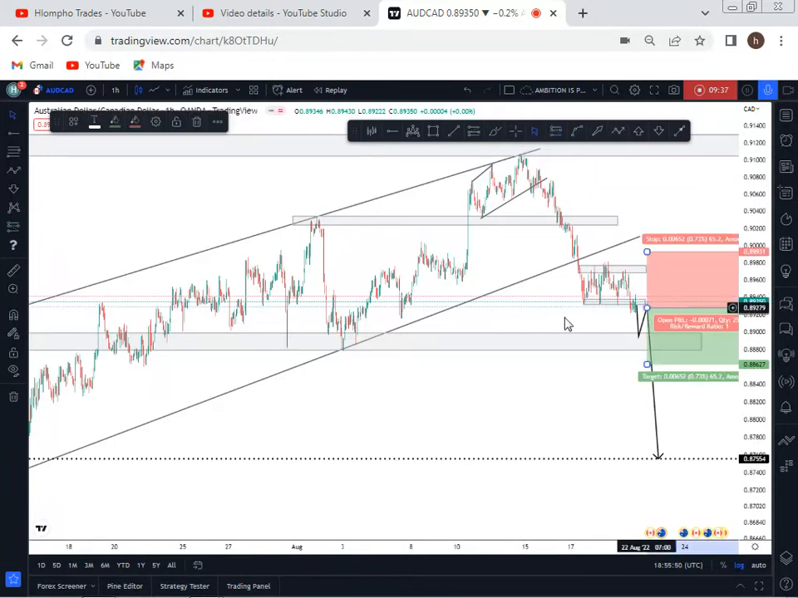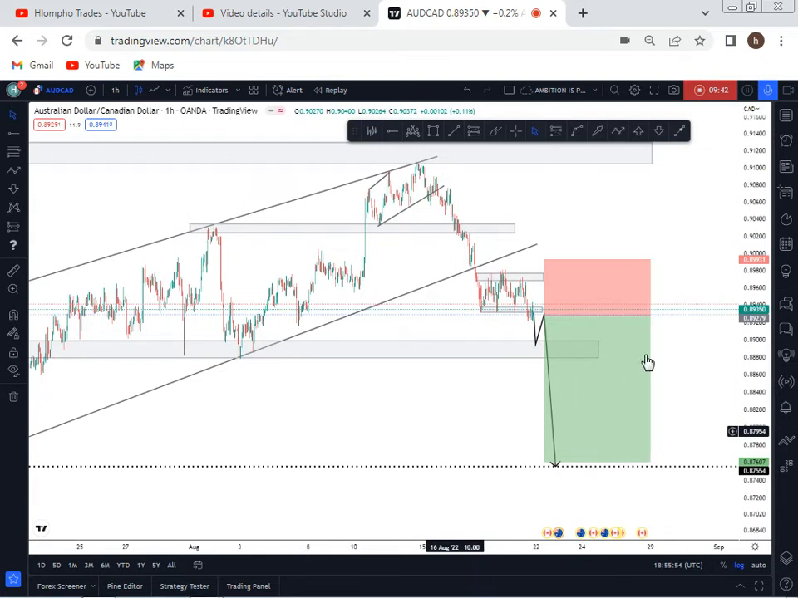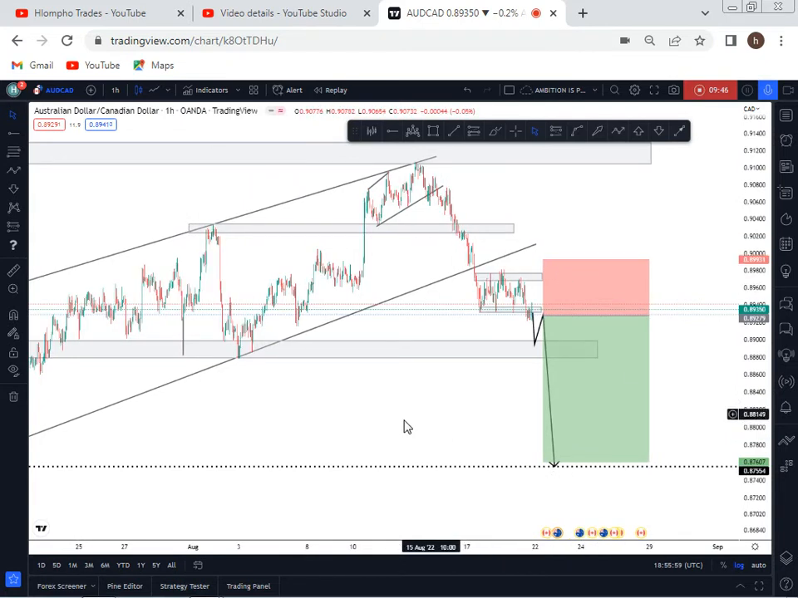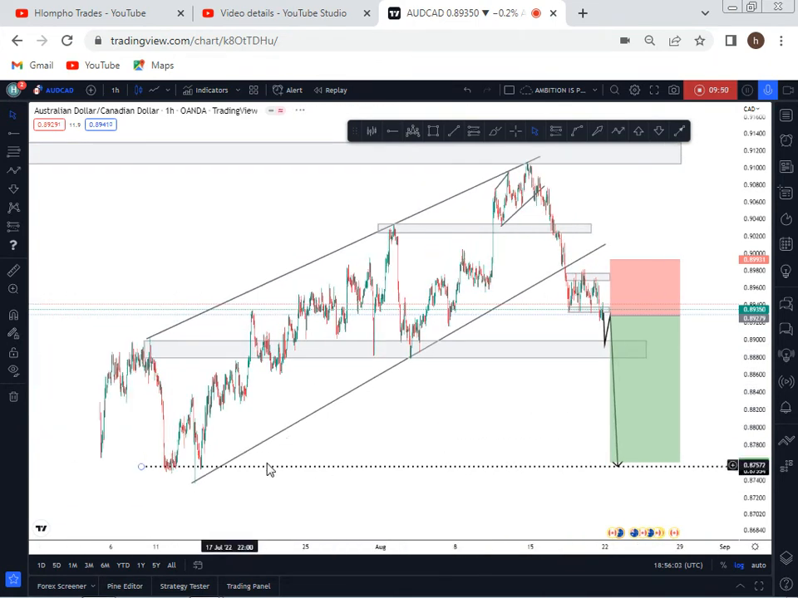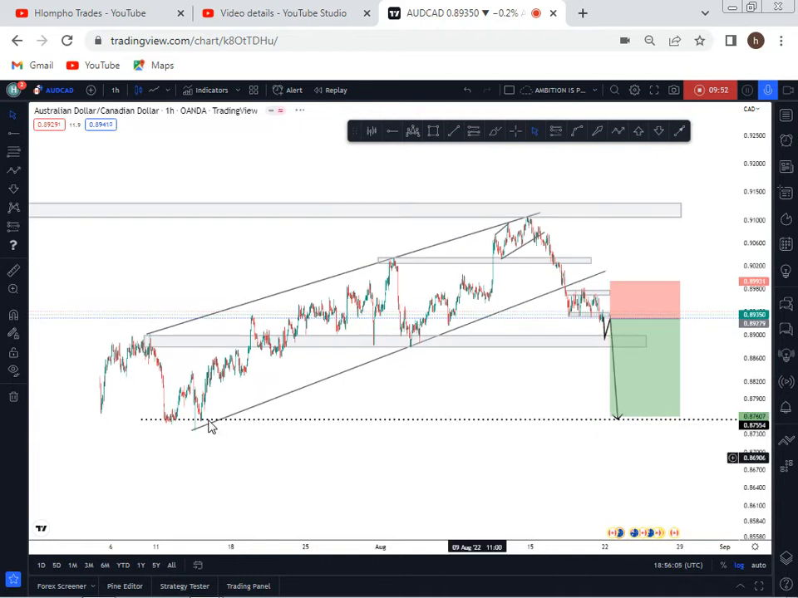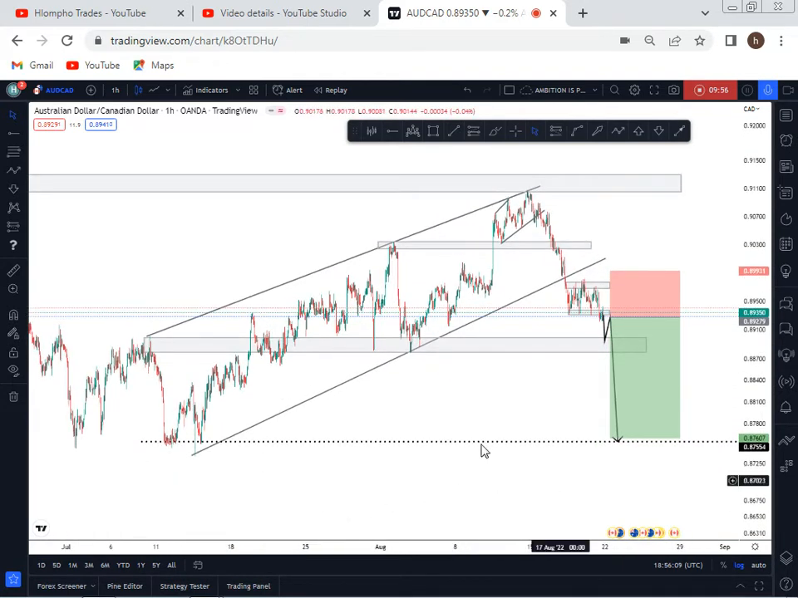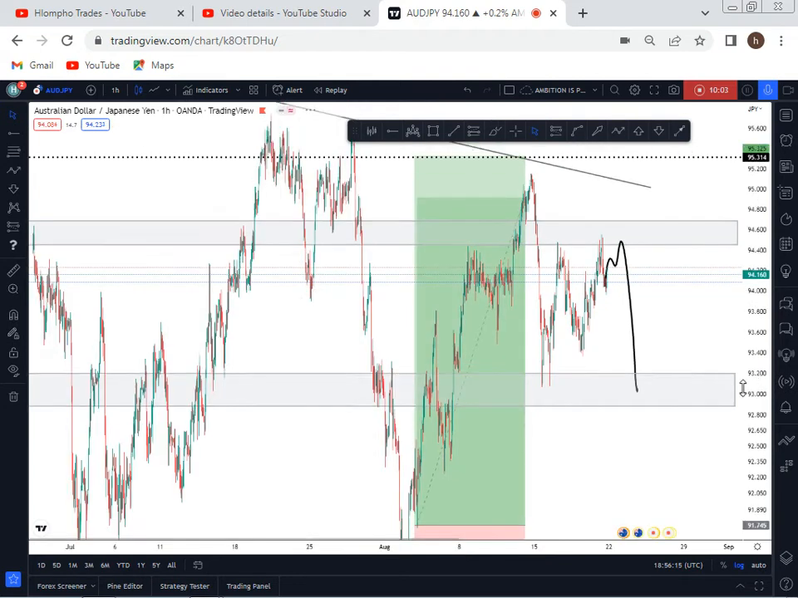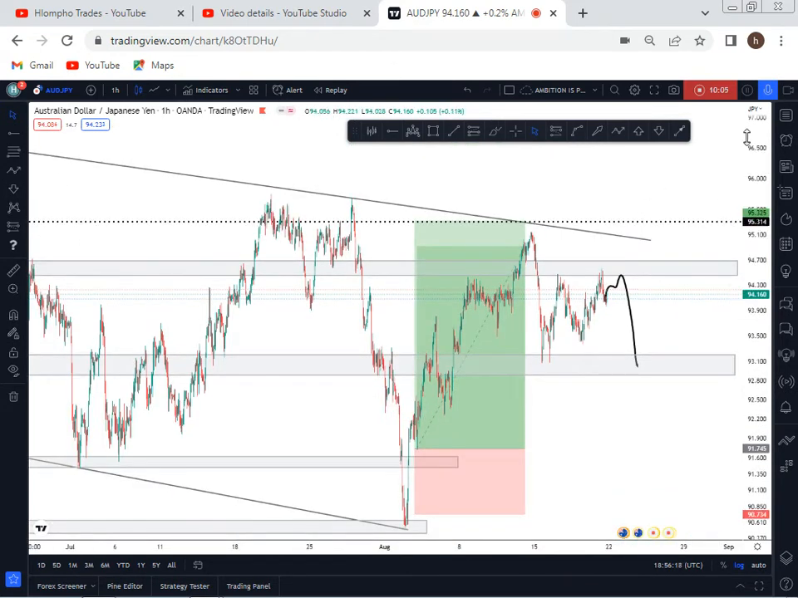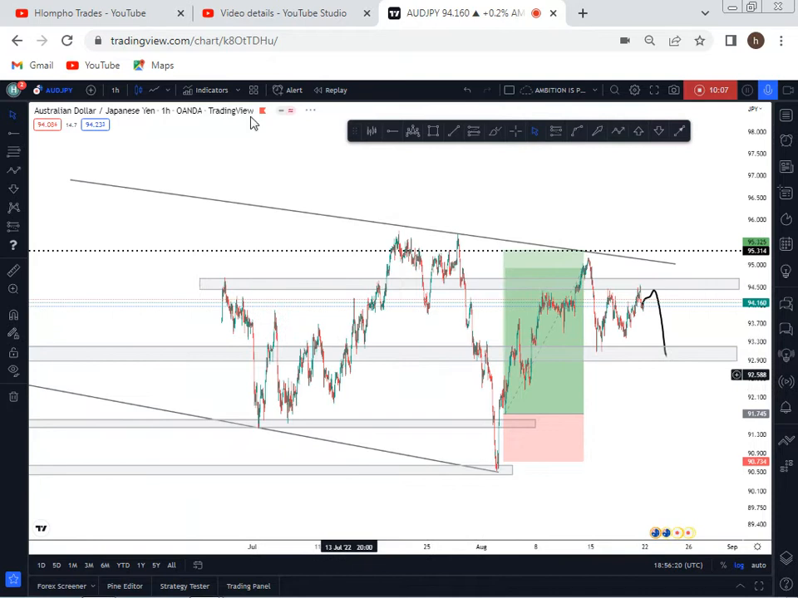I'm expecting the market to move to the downside, then go up again in a correction manner. So we could get a sell trade, guys. So to go to the 90% rule, which is this area right here, right there. So now I have to move to AUDJPY, guys.